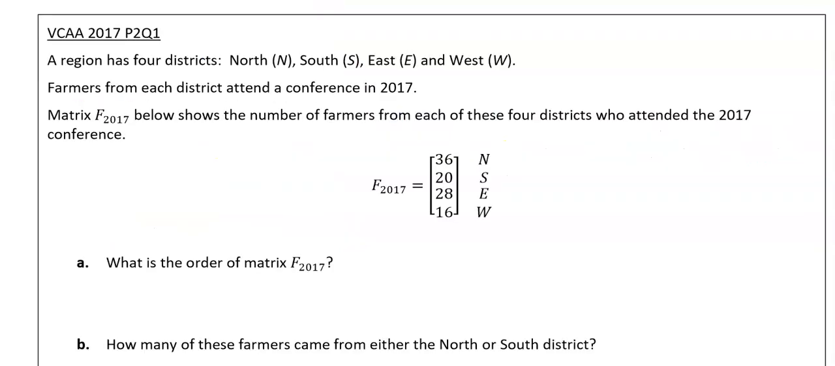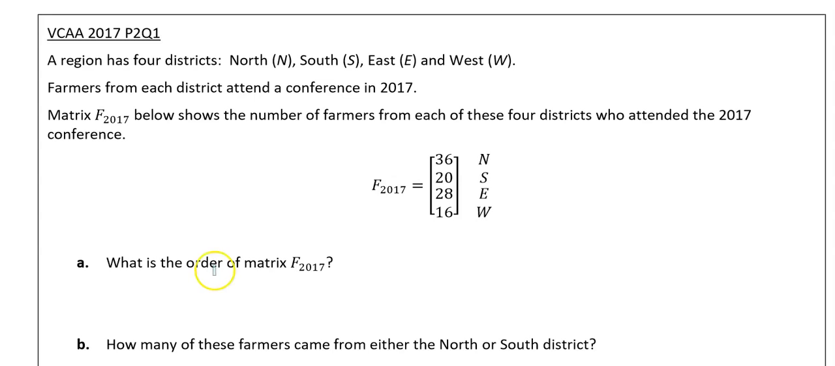Okay, the third and final example, another VCAR question from the 2017 paper. And again, this is question 1 from paper 2. So here we have a region has 4 districts, north, south, east and west. The farmers from each district attend a conference in 2017. The matrix F 2017 below shows the number of farmers from each of the 4 districts who attended the 2017 conference. So we can see that there.